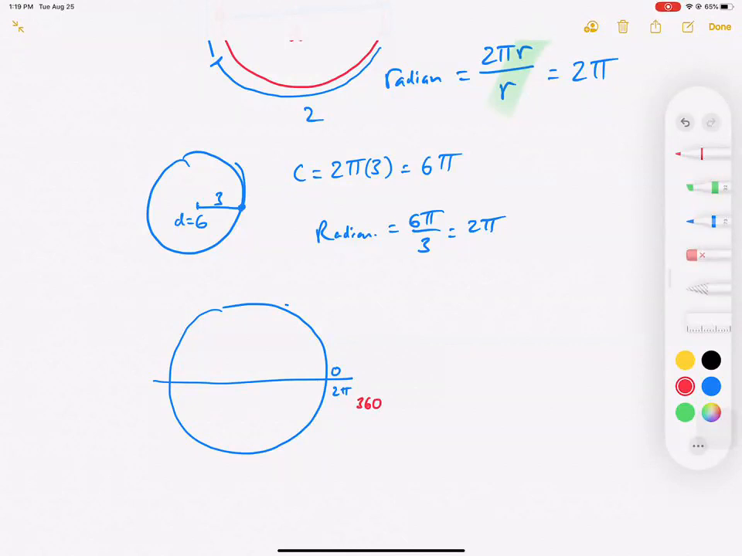What is half of 360? We know that is 180. What is half of 2 pi? 2 pi divided by 2 is just pi. So if I want to say it in radians, pi is the same as 180 degrees.